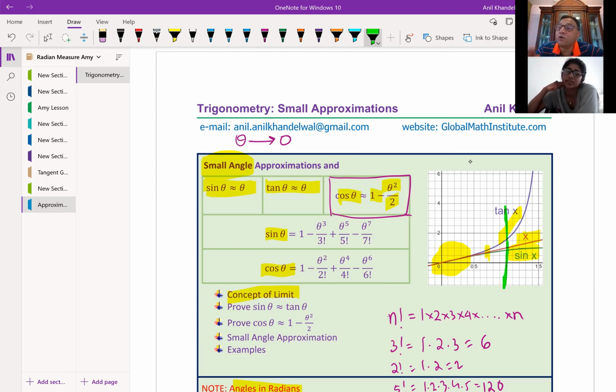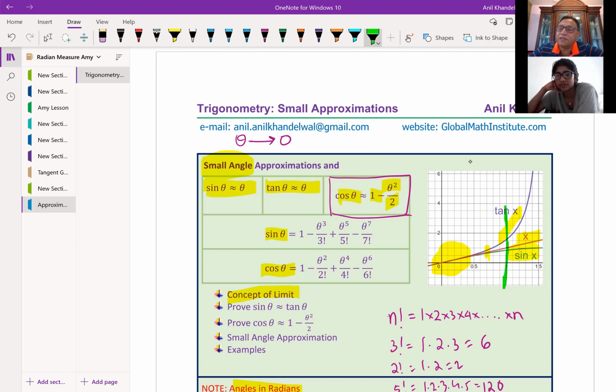What you also see is the actual tan value is higher than the x value, and the sine value is lower than the x value. So none of them are actually on the x value. That's why it's the approximation. But x is somewhere in between, correct? Yeah. So all these things you can visualize from here.